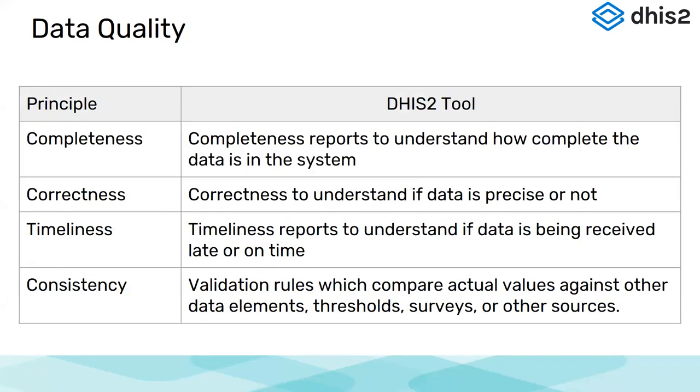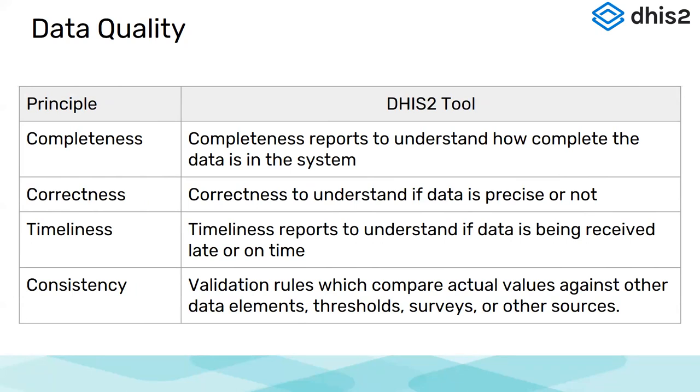So for the validation rule, we have four big components. The validation rule helps us to calculate the consistency of data. But before reaching the consistency of data, the principles of data quality, according to WHO, are four: completeness, correctness, timeliness, and consistency.